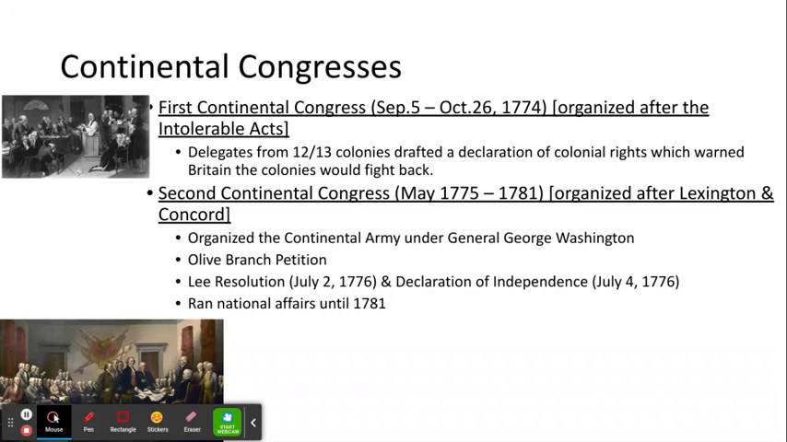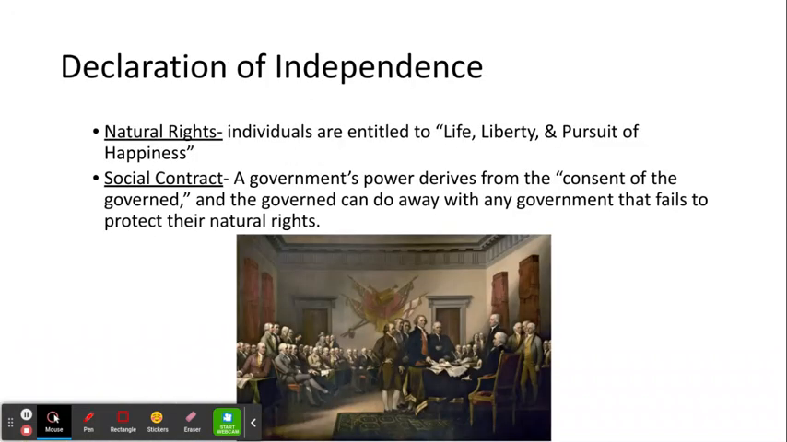What they did do is they put our army under the command of General George Washington. I wonder why he sounds familiar. They wrote a thing called the Olive Branch Petition, which is where they tried to strike an agreement for peace with England, where we would have remained English colonies. But as we famously know, the king rejected it. They signed the Declaration of Independence on the 4th of July in 1776, and they continued to run the country.